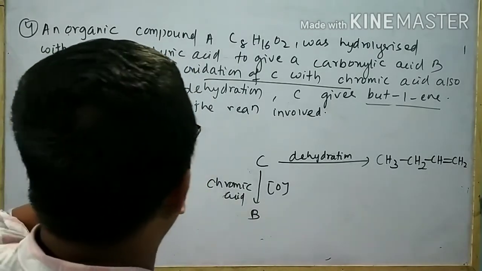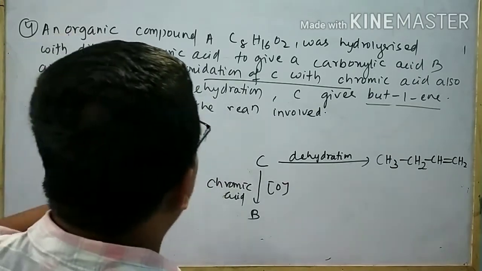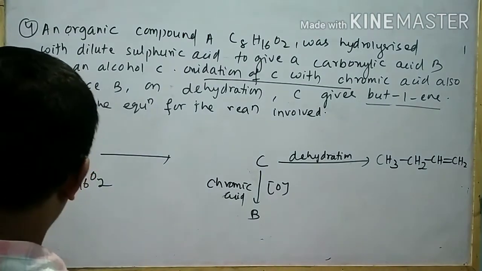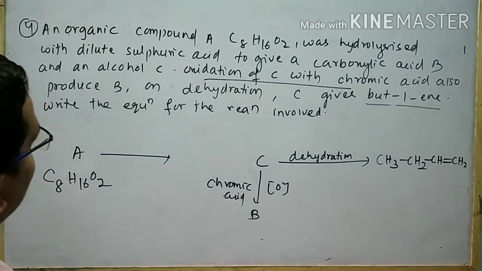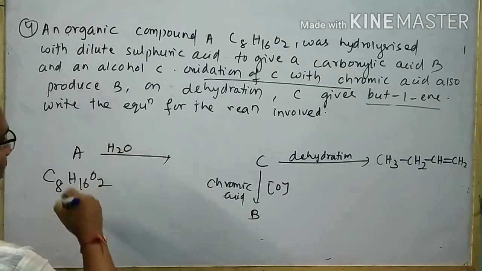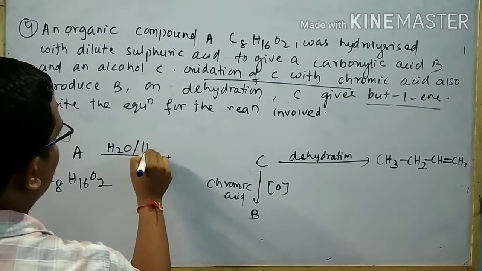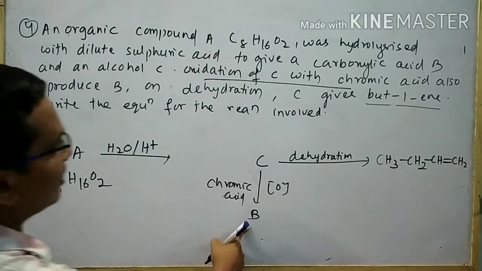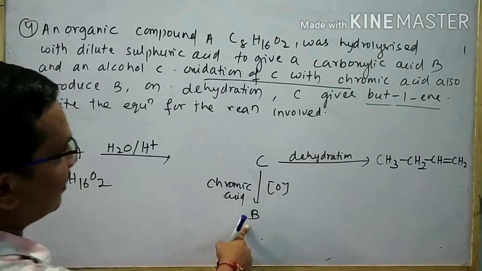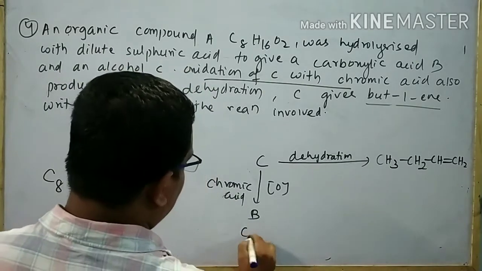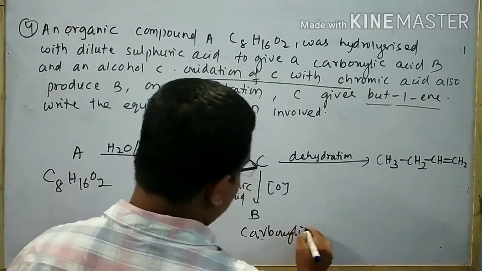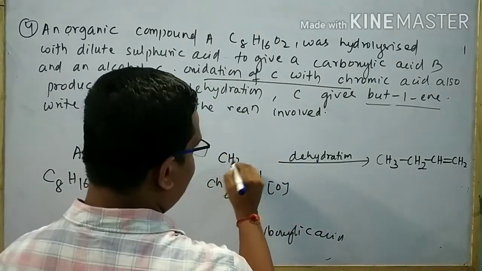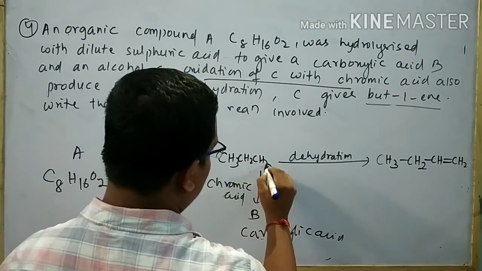B can be prepared with the help of compound A. The compound A, having formula C8H16O2, is subjected to hydrolysis with H2O in the presence of dilute sulfuric acid and gives a carboxylic acid B. That means this is your carboxylic acid. This must be your alcohol, CH3, CH2, CH2.